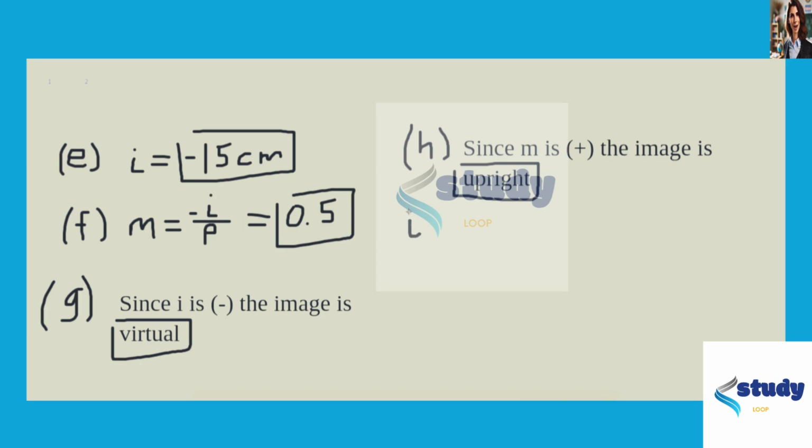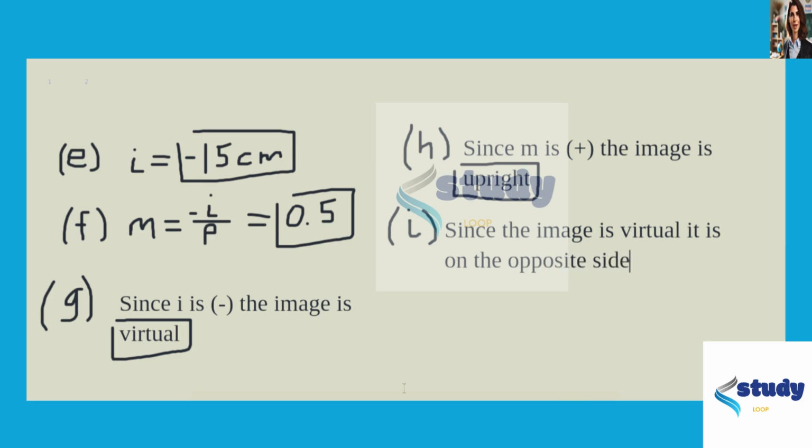And then finally, part I says, is the image that's formed on the same side or opposite side of the mirror as the object that formed it? Since the image is virtual, it is on the same side, or excuse me, it is on the opposite side. A virtual image for a mirror is on the opposite side, and a virtual image for a lens is on the same side. But this is a mirror, so this is on the opposite.